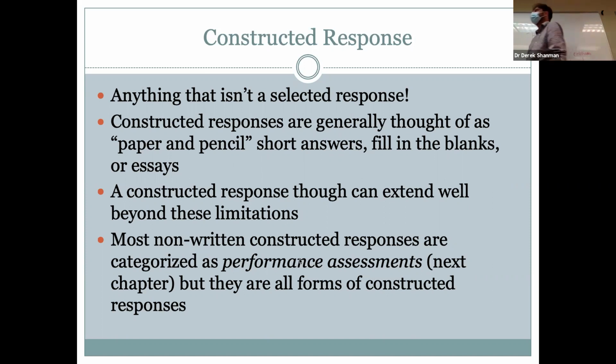Anyone have any thoughts on that? That was a little bit of a soapbox speech, but agree, disagree? What are your thoughts? I agree. You agree? There should be different ways to do constructive response.